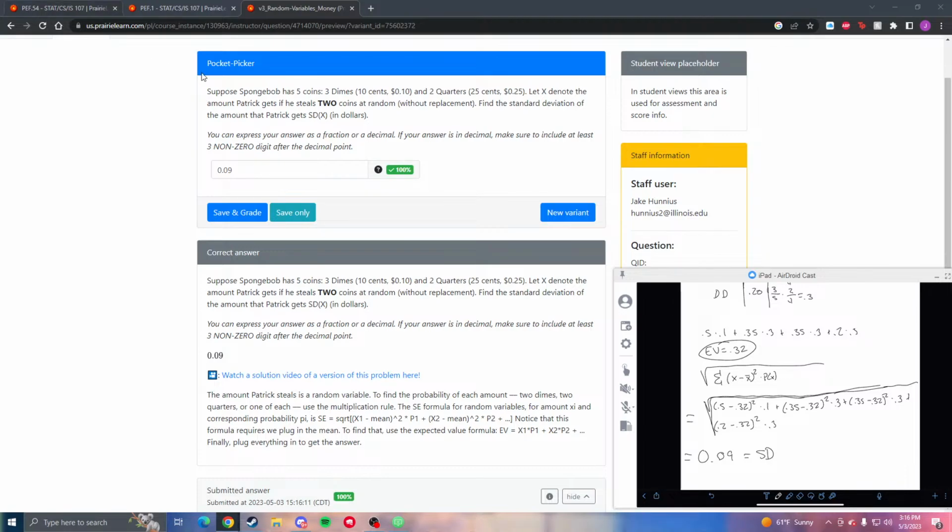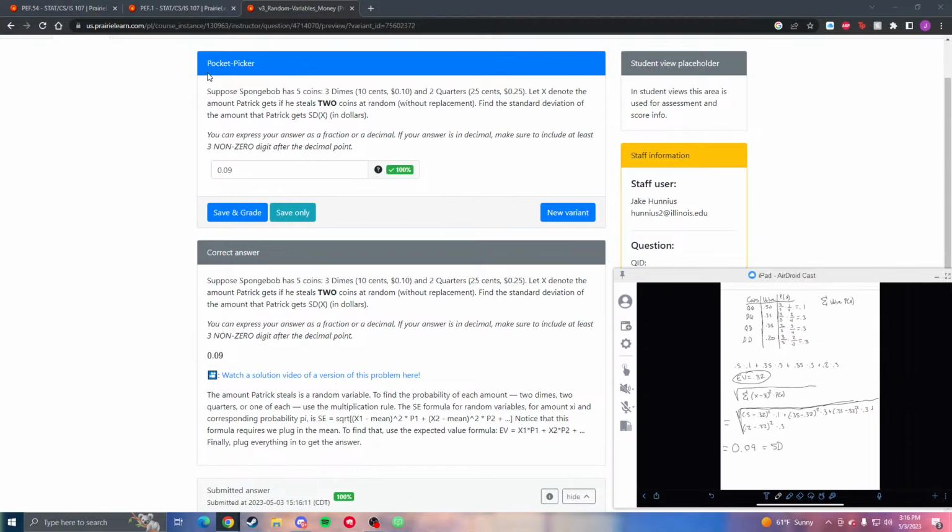Okay, so Pocket Picker. Everyone good on Pocket Picker now? I should hope so. There's the full thing if you guys wanted to take a screenshot. Halloween costume interval.